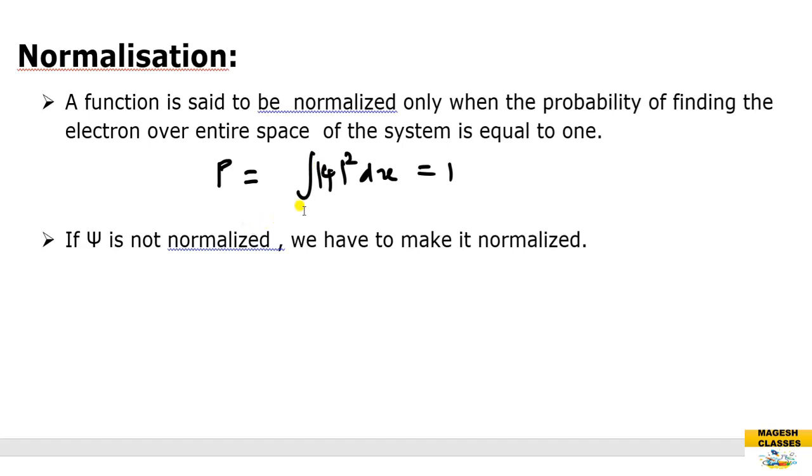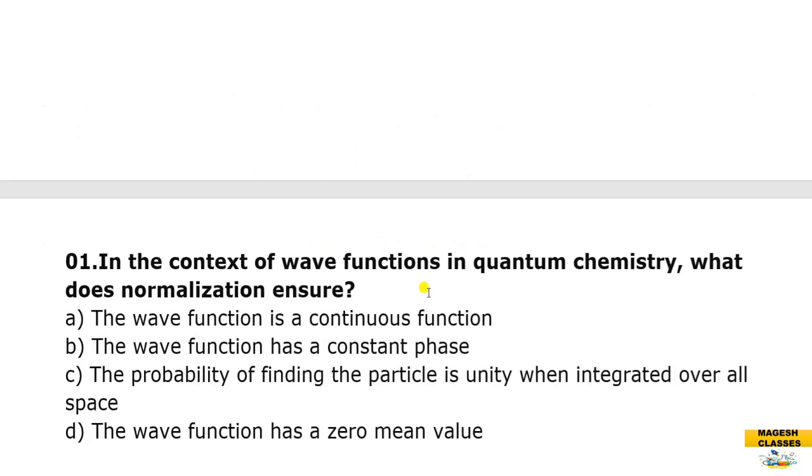So this is the normalization. This is the probability, and this probability should be 1. So this is called normalization. If psi is not normalized, that is, not equal to 1, we have to make it normalized.